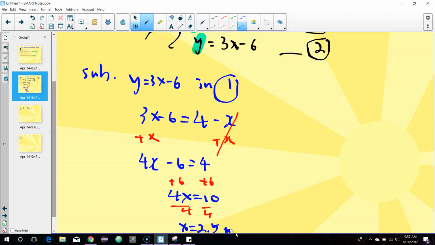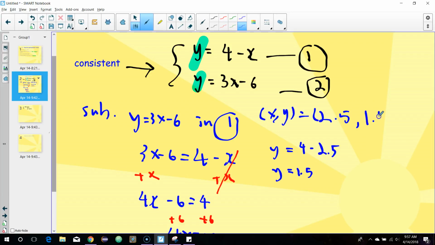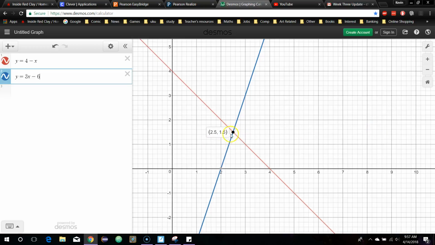So I actually have a value for x. So just like before, x is equal to 2.5. And I don't have my y just yet. It doesn't matter which one I pick because both of them will give me the same y. So I'm just going to use the first equation. So y is equal to 4 minus 2.5. I can do that in my head. It's going to be 1.5. Alright, so 2.5, 1.5 is the solution. That actually is the same as whatever I got over here.